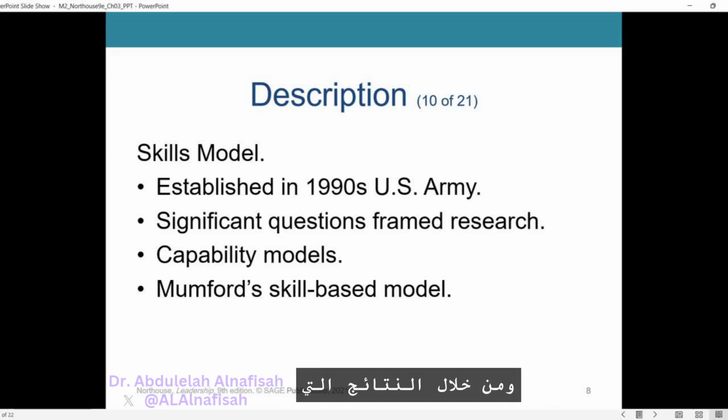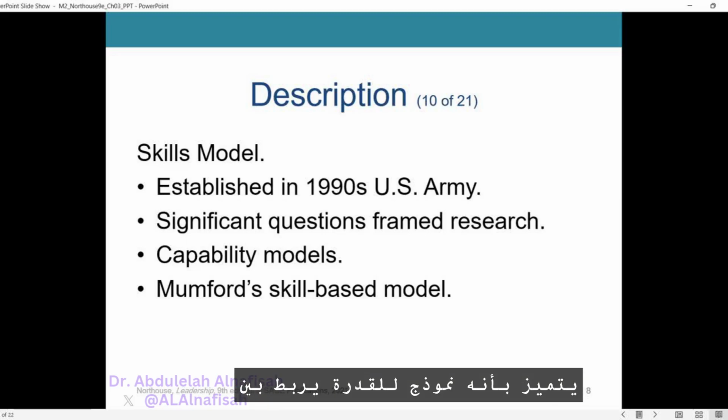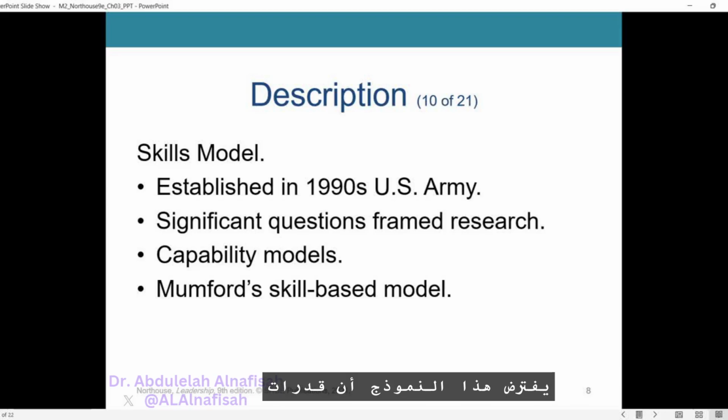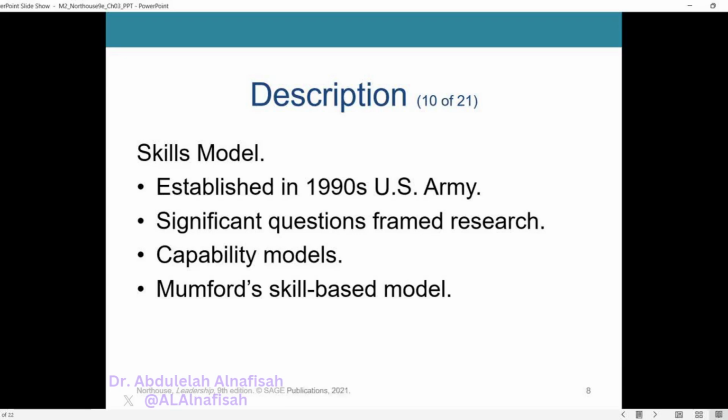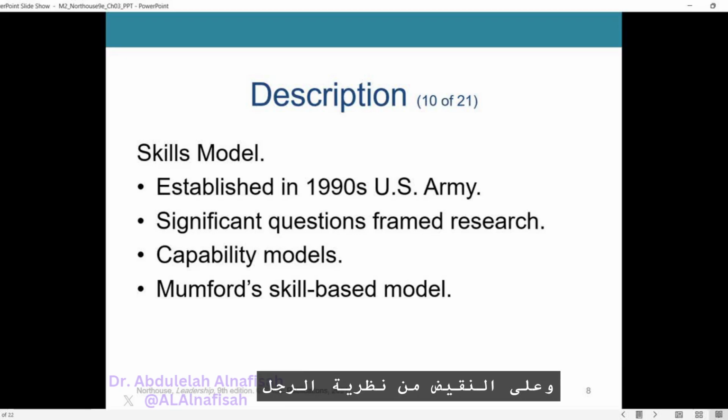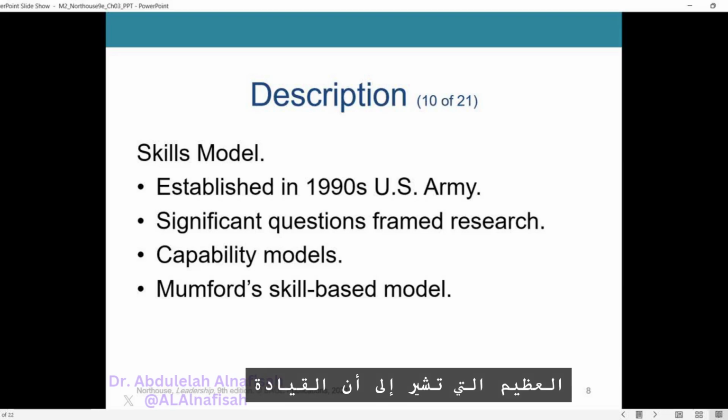From their findings, Mumford and colleagues created a skill-based model of leadership, characterized as a capability model that links a leader's knowledge and skills to their performance. This model posits that leadership capabilities can be developed through education and experience, contrasting with the great man theory that suggests leadership is reserved for a select few. The skills approach emphasizes that many individuals can cultivate leadership skills through learning from experiences.